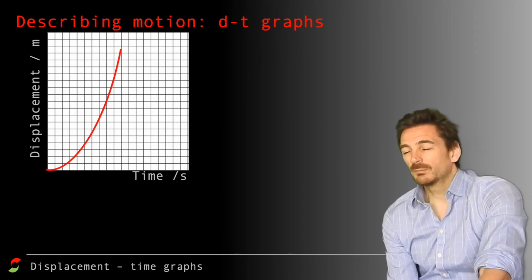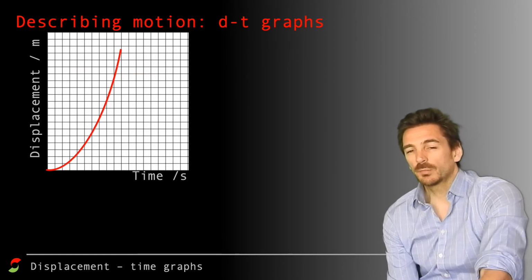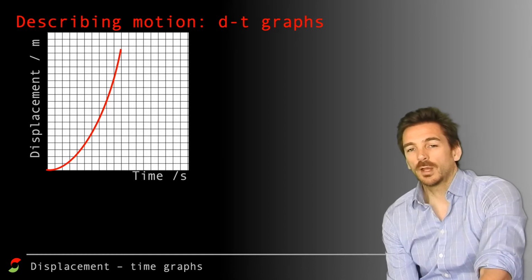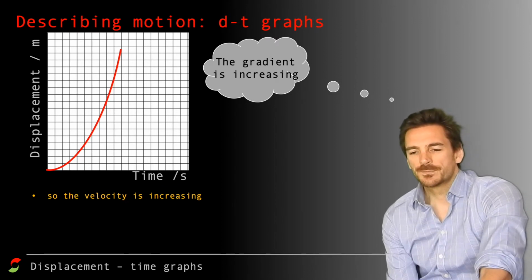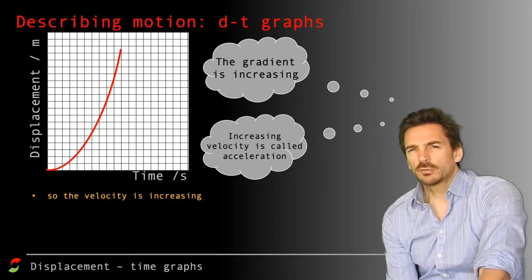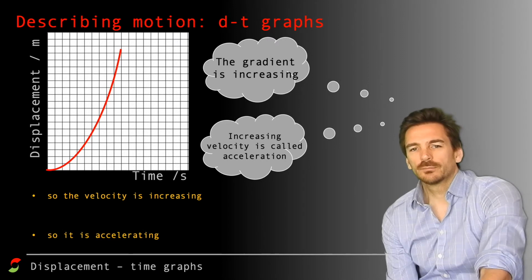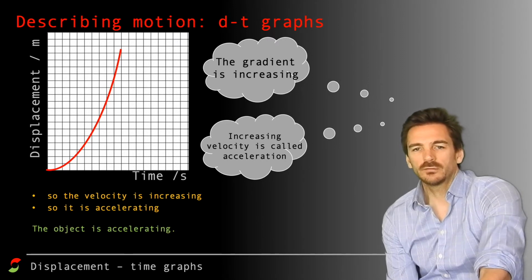Another different shape, much harder to realise what's going on, but we can still adopt the same thought process. Here we're looking at the gradient. The gradient is increasing. That means the velocity is increasing. And we call increasing velocity acceleration. So the object is accelerating.